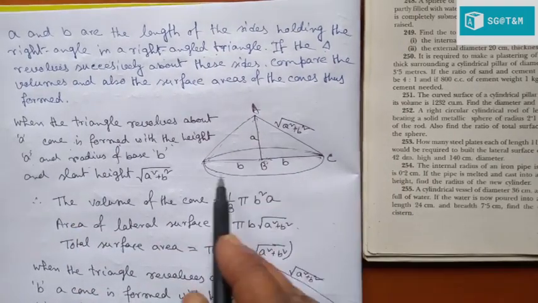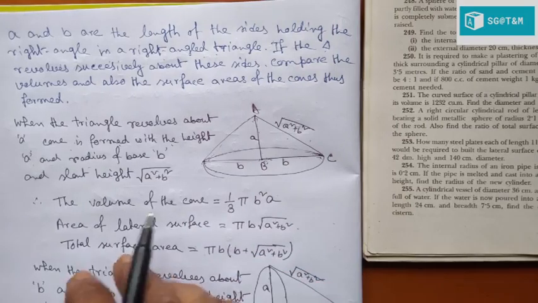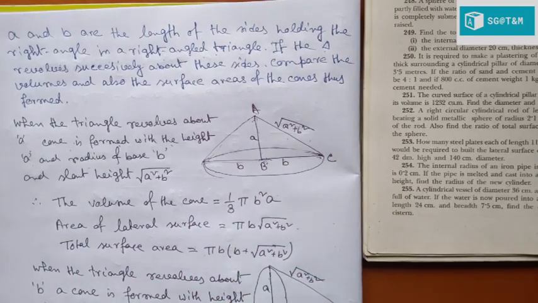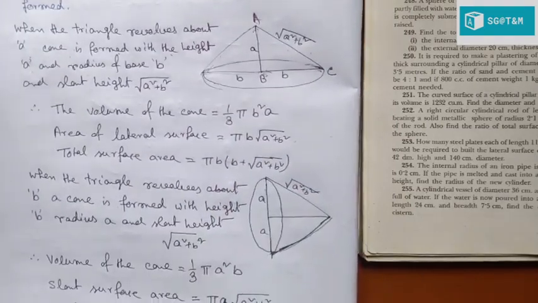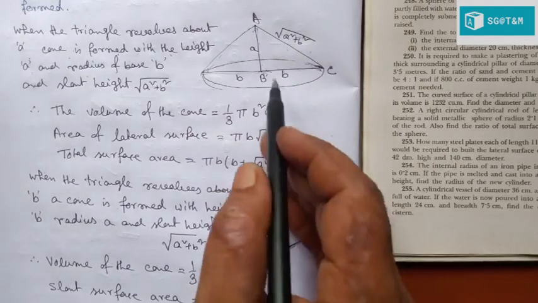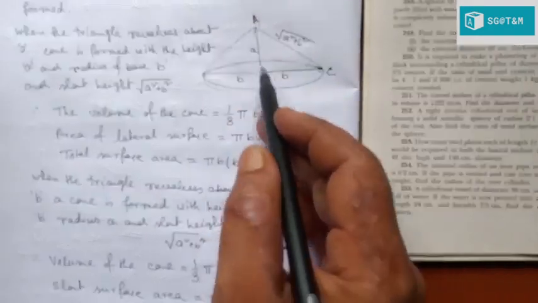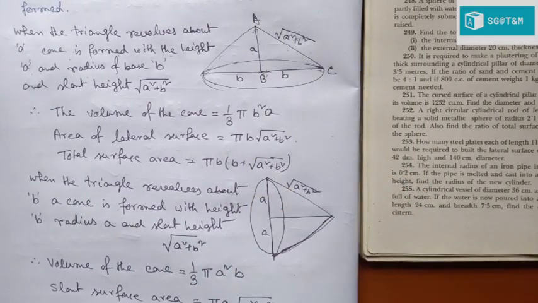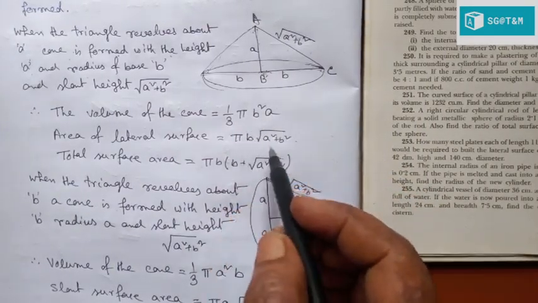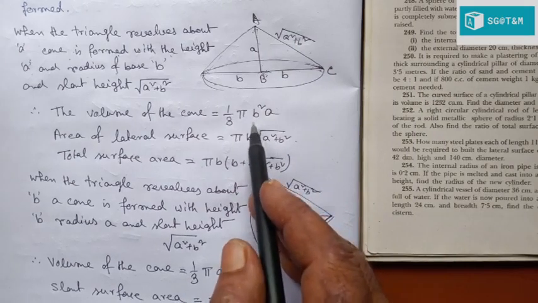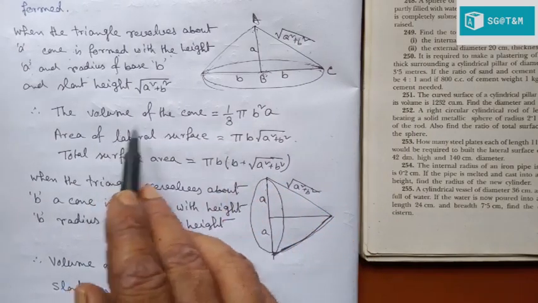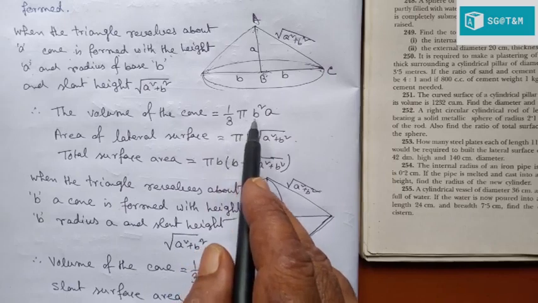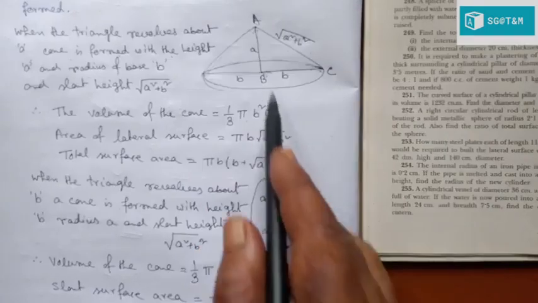Obviously, the slant height is root over of a square plus b square by Pythagoras theorem. Therefore, in this case the volume is very easy. The radius of base is b, the height is a, so for the cone the formula is 1/3 pi r square h, where h is the height and r is the radius of base. So the volume of the cone is 1/3 pi b square a.